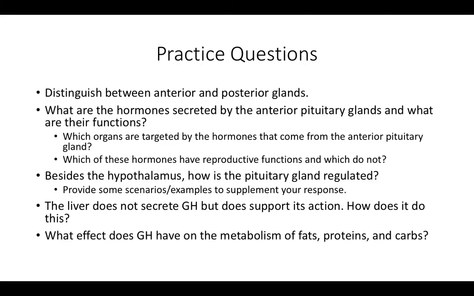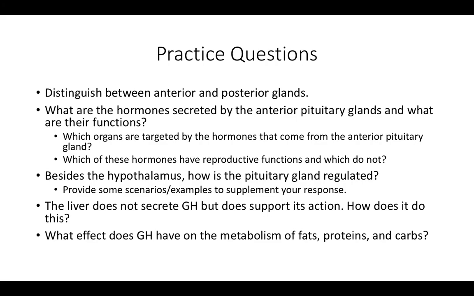Besides the hypothalamus, how is the pituitary gland regulated? Okay, so we talked about positive and negative feedback loops. Give me some examples of negative feedback loops. Give me some examples of positive feedback loops to help supplement your explanation. The liver does not secrete growth hormone, but does support its action. How does it do this? And we talked about insulin-like growth factor that comes from the liver. What does insulin-like growth factor do?